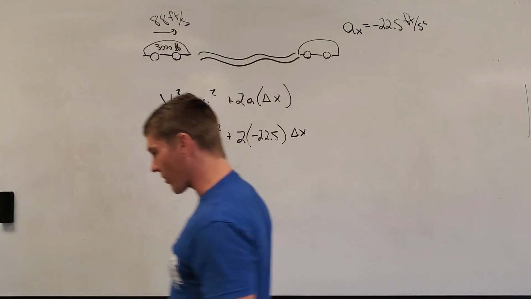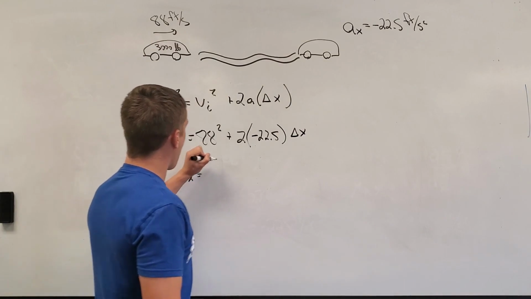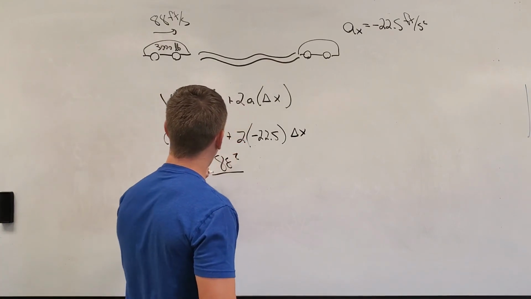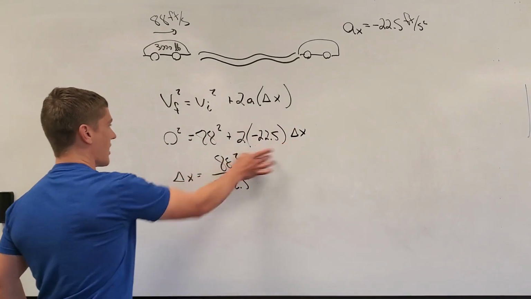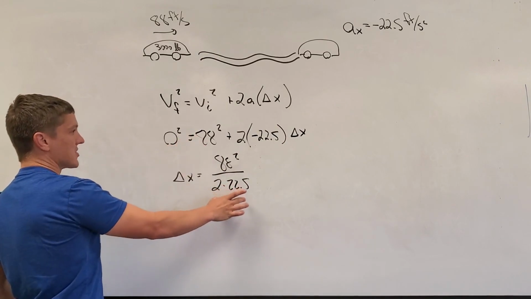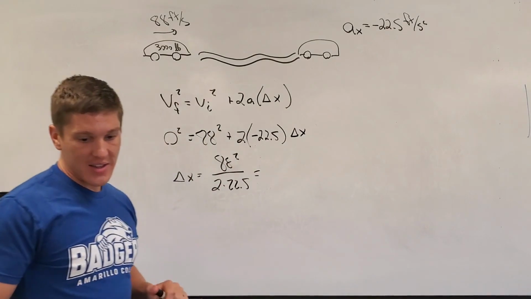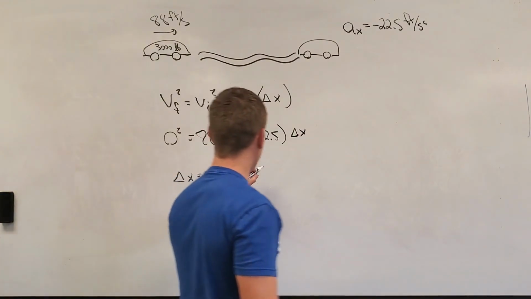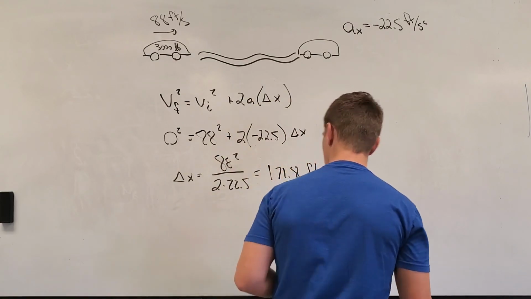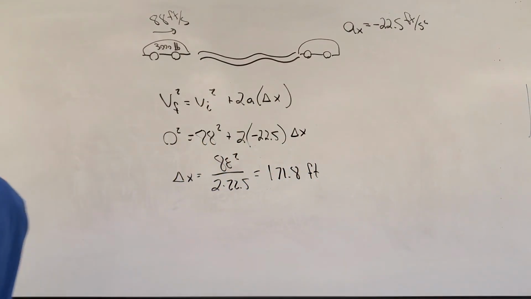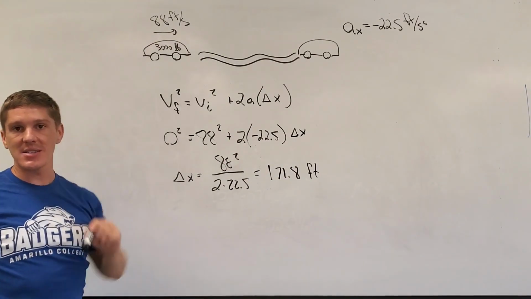So now we know everything in this equation. As it turns out, delta x is going to be 88 squared divided by 2 times 22.5. I just moved this negative value to the other side of the equation and divided both sides by 2 times 22.5. It gives me delta x, and as it turns out, this is 171.8 feet. So this 88 feet per second is the same as about 60 miles an hour.